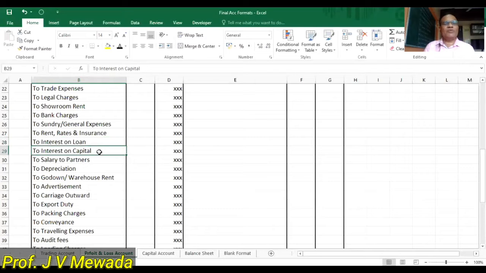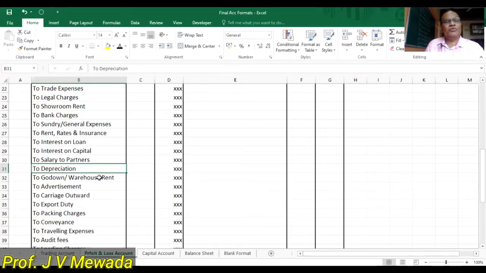Then interest on capital, this is the interest given to the partners. So in this case, we'll be writing interest on capital, partner A and partner B. Same way, if salary is given to the partners, then we'll write salary to partners, partner A and partner B. Then we have depreciation, which is a non-cash expense. This is out of the adjustment of depreciation. That is the one effect in the profit and loss account.